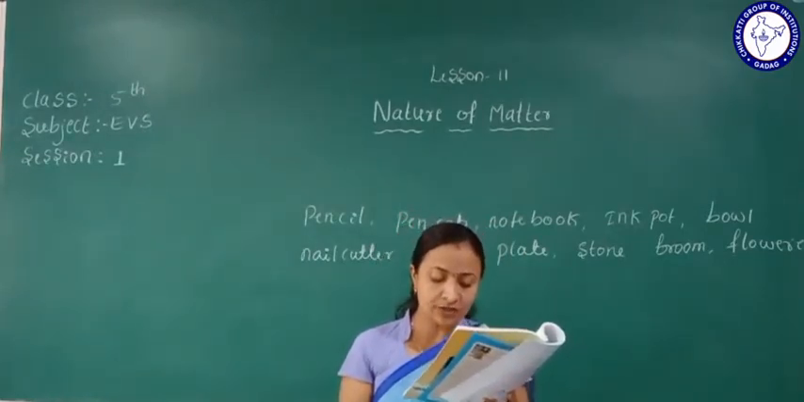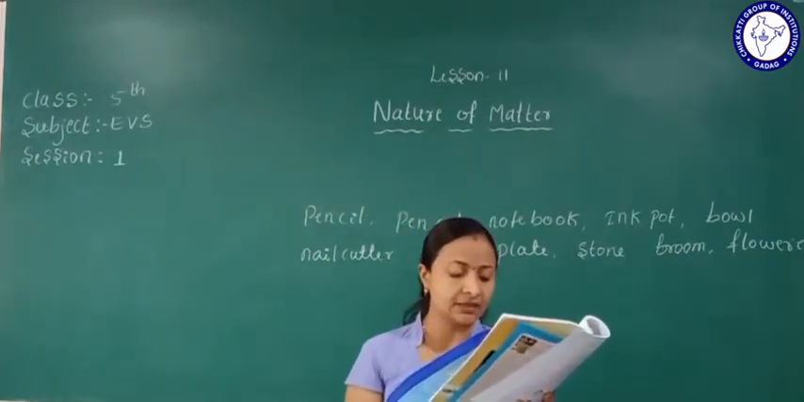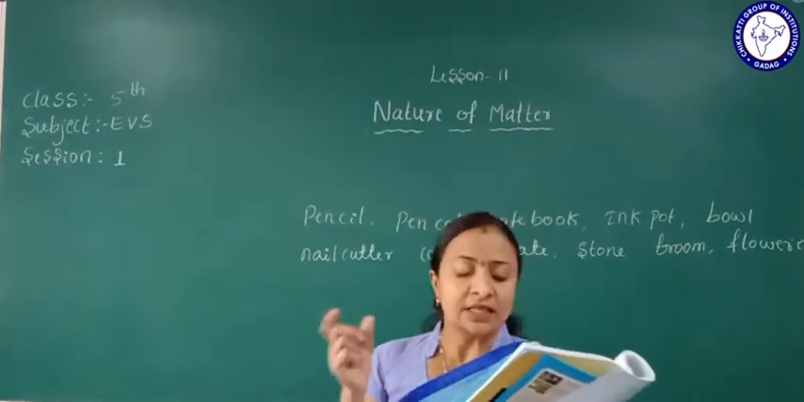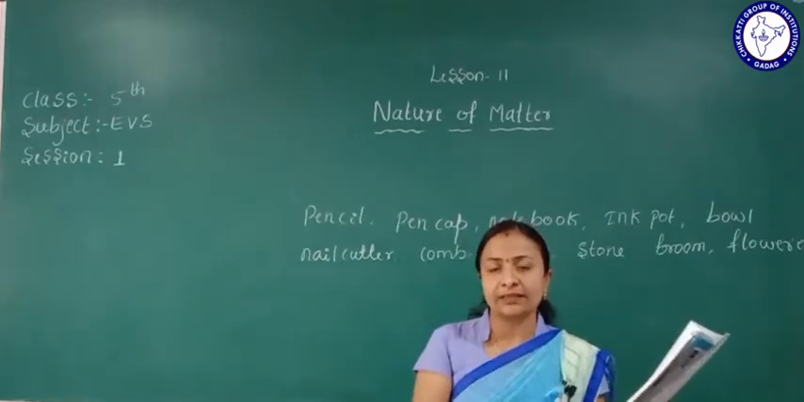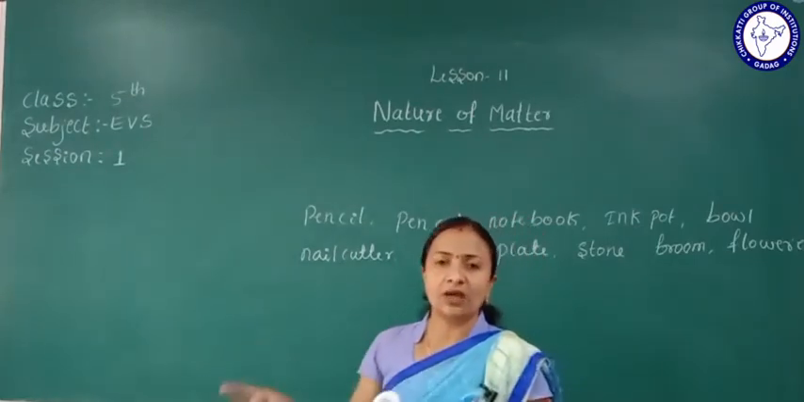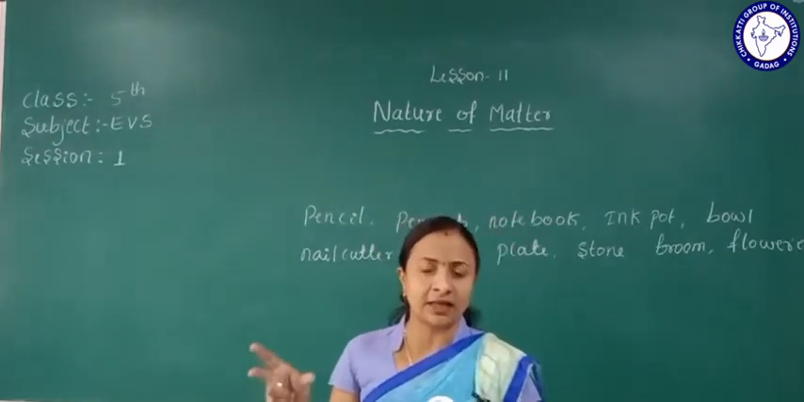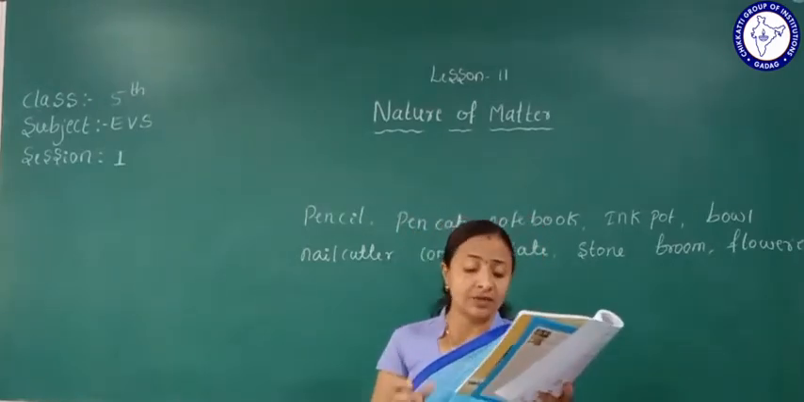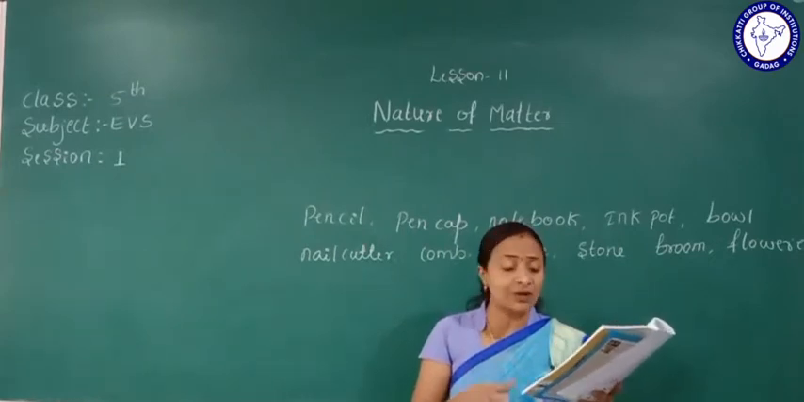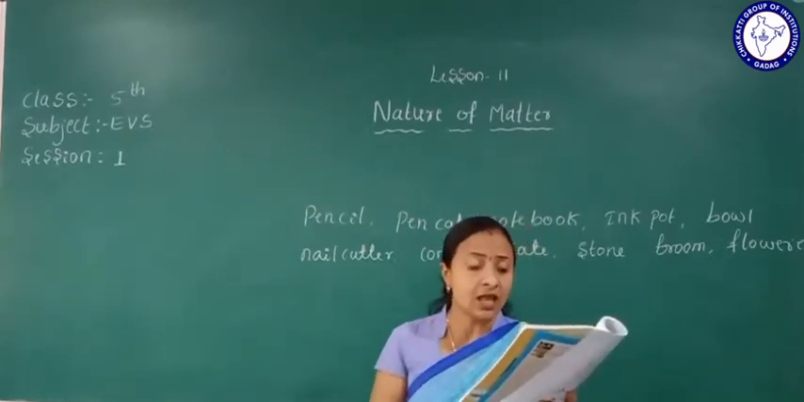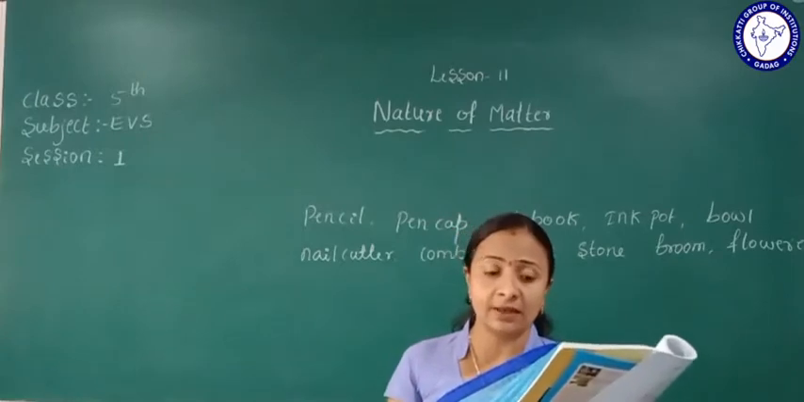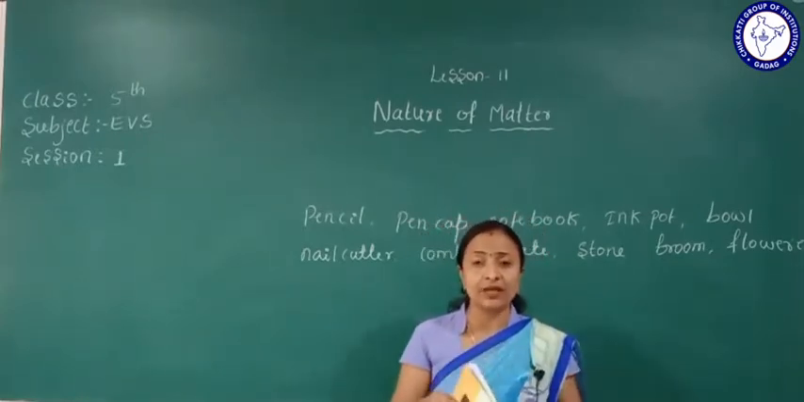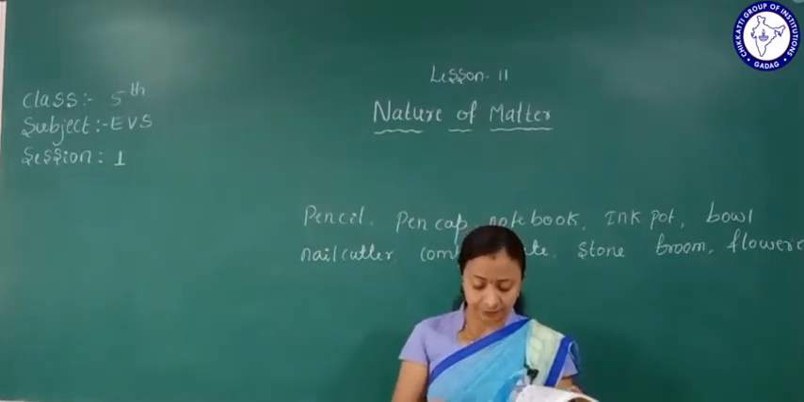Here observe the differences, if any, by comparing the materials collected by you and your friends. So this is an activity. You collect 10 materials, and tell your friend also to collect 10 materials. Compare both sets: which one is soft, which one is brittle, which one is hard, and which one dissolves in water. You can compare all this with your friend.